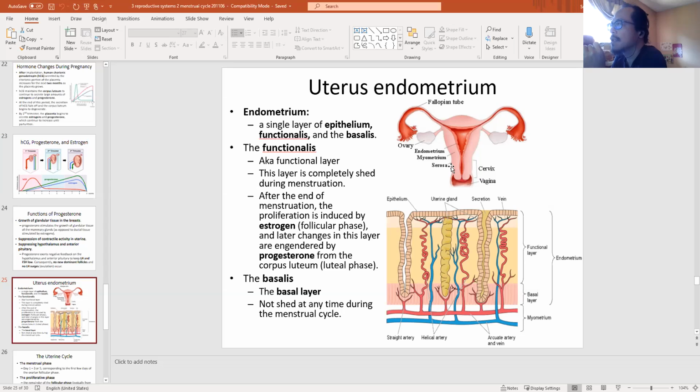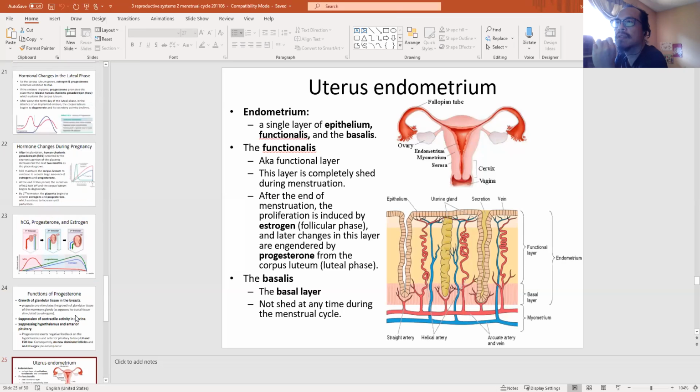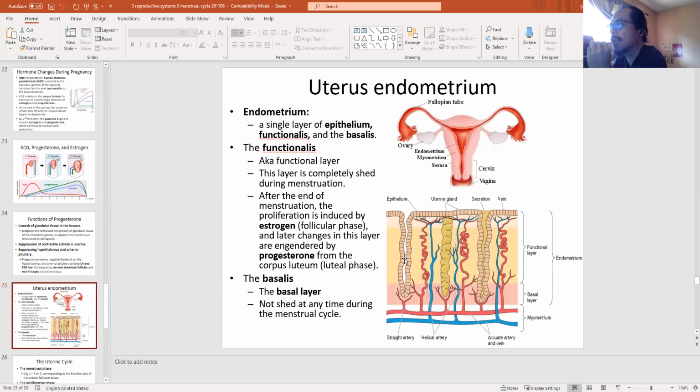So the uterus basically includes two layers. One is called the myometrium. This region contains a lot of smooth muscle to cause the muscle contraction. And we also have the inner layer. This inner layer is basically just a single layer of epithelium cells, and underneath that we have the stroma.